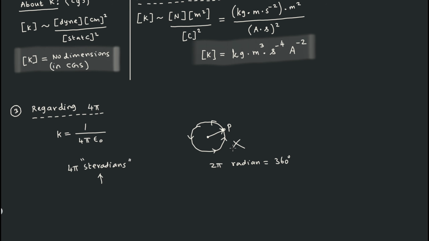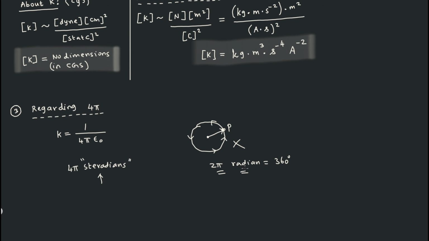You have to come outside the plane to make a sphere. Circle means what? It is a two-dimensional object. You have to come out of the plane in order to make a sphere. So when you do that, we have to find out how many steradians there are. Now you can't use radian. Radian is the unit of measure only in the plane.